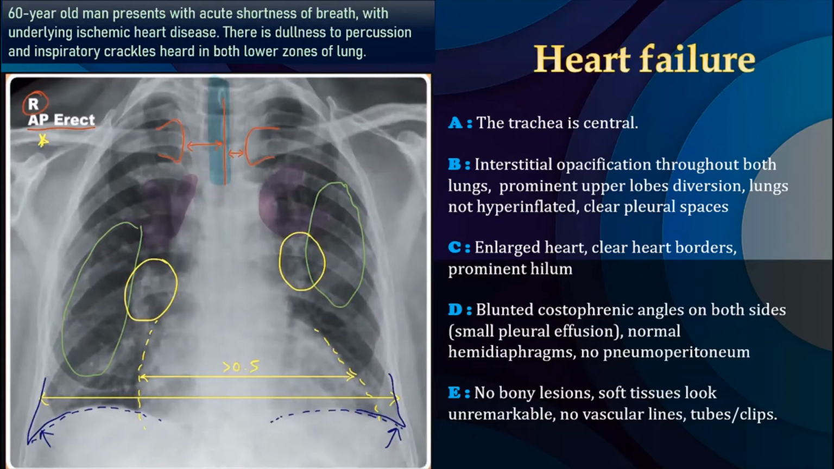This is a feature of heart failure due to cardiomegaly, interstitial opacity, small pleural effusion, and also upper lobe diversion.